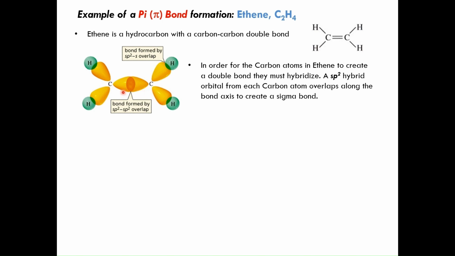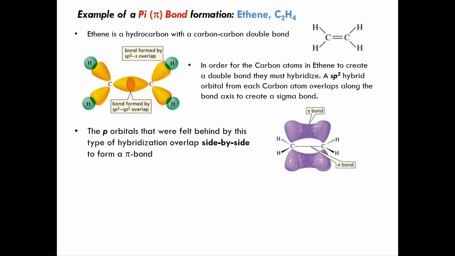You can see that because of the sp2 hybridization, each central carbon atom is surrounded by 3 hybrid orbitals. These hybrid sp2 orbitals are creating sigma bonds with 2 hydrogen atoms and 1 sigma bond along the bond axis with the adjacent carbon atom. And so an sp2 hybrid orbital from each carbon atom overlaps along the bond axis to create a sigma bond. And so this is the first of the 2 bonds that will be created between the 2 carbon atoms.